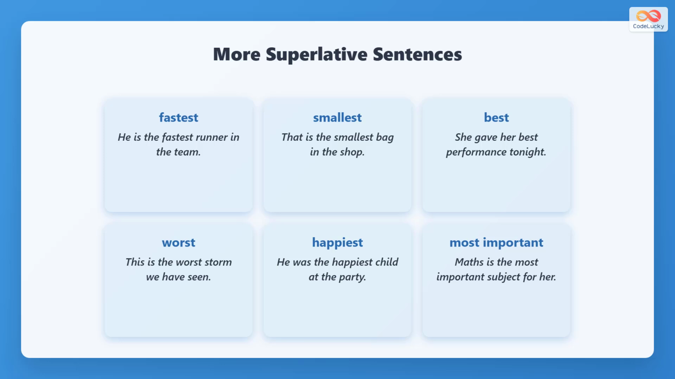Here are more examples to help understand superlative adjectives. He is the fastest runner in the team. That is the smallest bag in the shop. She gave her best performance tonight. This is the worst storm we have seen. He was the happiest child at the party. Maths is the most important subject for her.